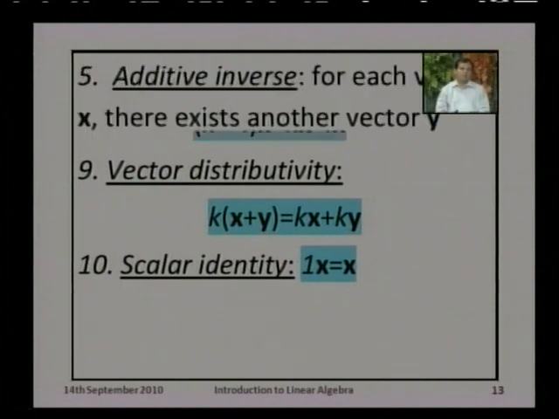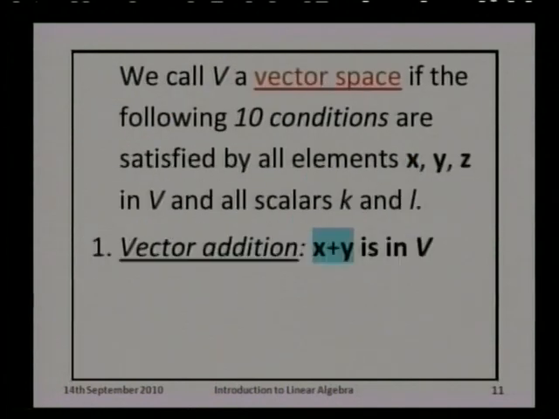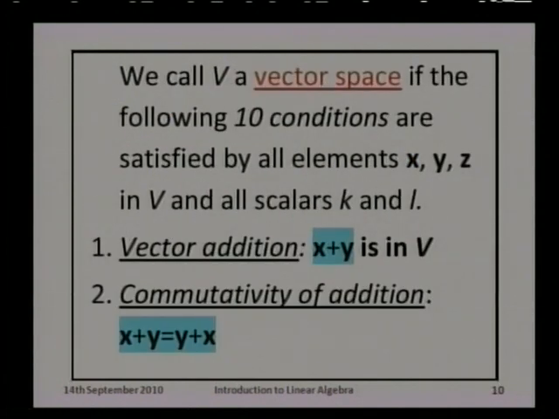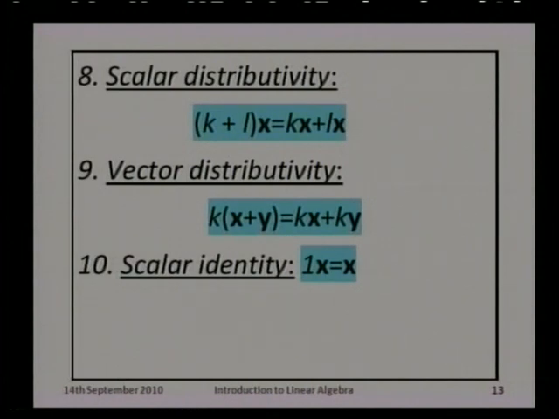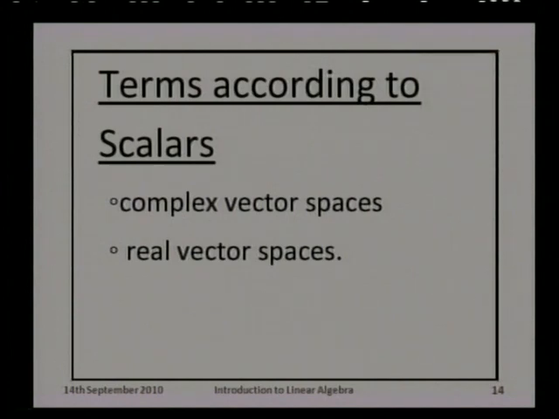If all these 10 properties are satisfied, where the first 5 are related to vector addition and the next 5 are related to scalar multiplication, by a non-empty set V, then we call V a vector space. So firstly, two operations should be there, the vector addition and scalar multiplication, and 10 conditions should be satisfied.